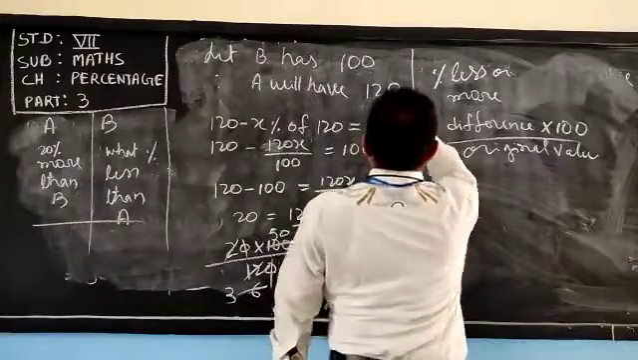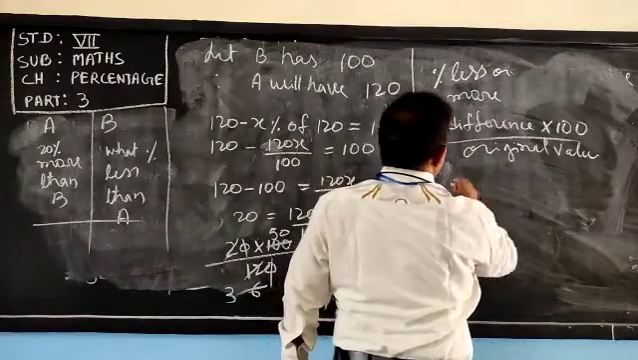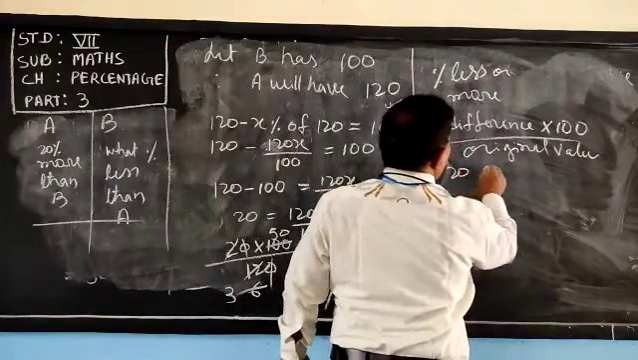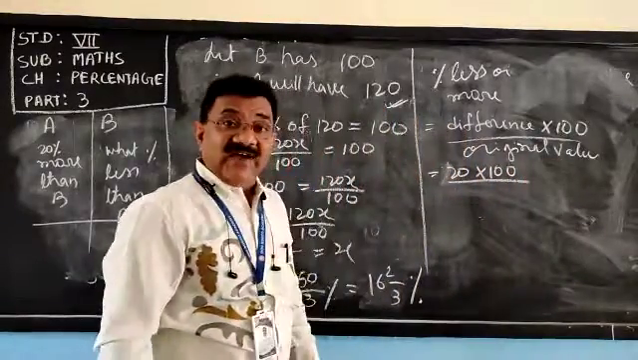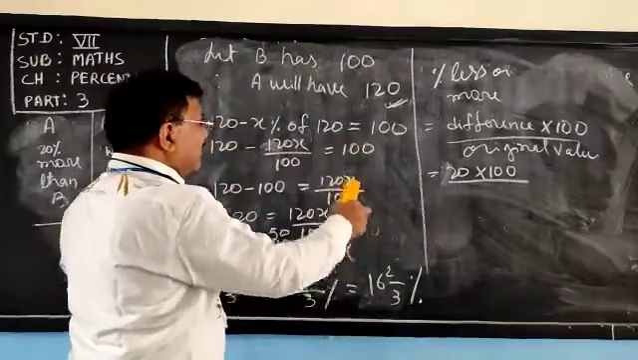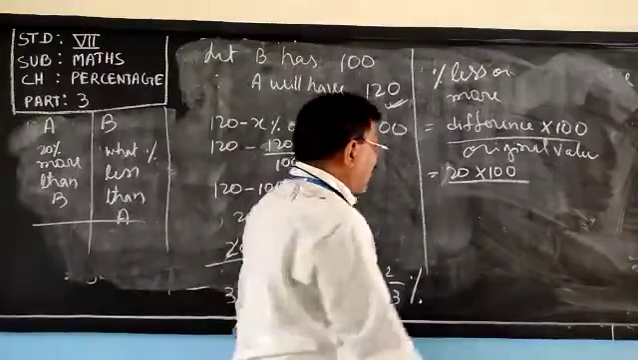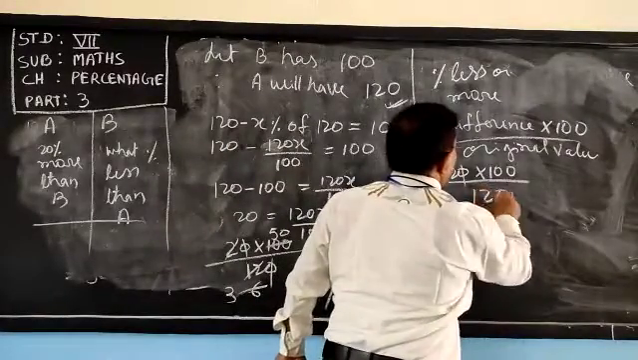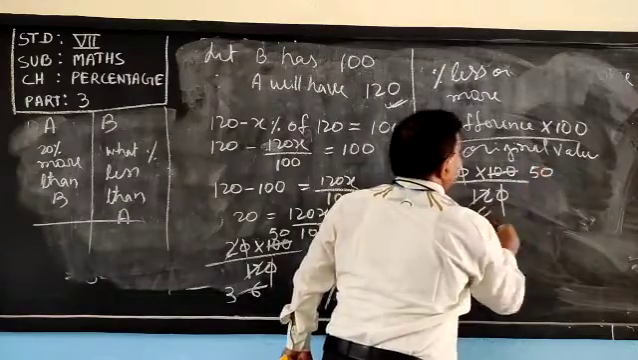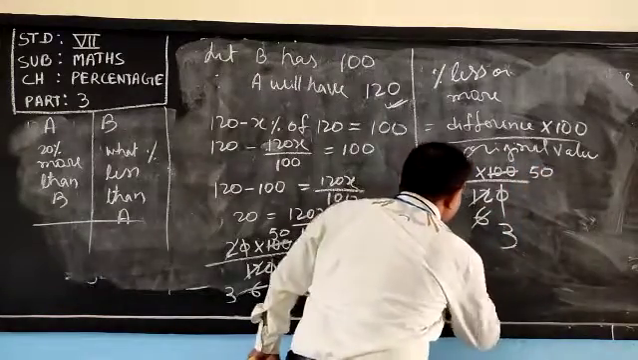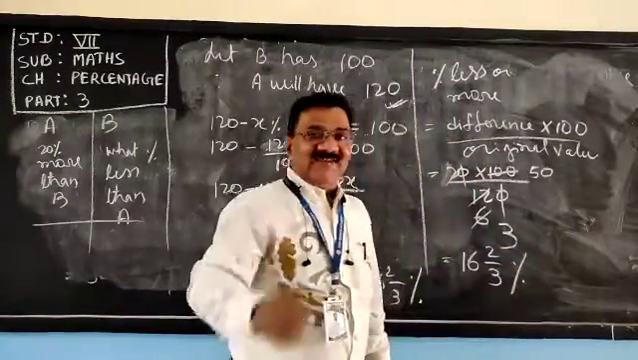Now what is the difference between 120 and 100? We have to find the percentage less. So percentage less is equal to difference, which is 20, into 100 by original value. And here you will be confused. Original value means 120, because B is what percent less than A. So 2 sixes are 12 and 3 5s are 15, 50 by 3. You have got 16 whole 2 by 3%. Very easy to calculate now.